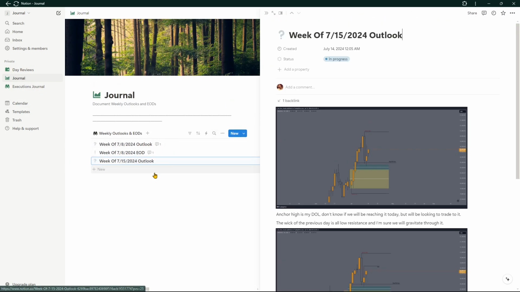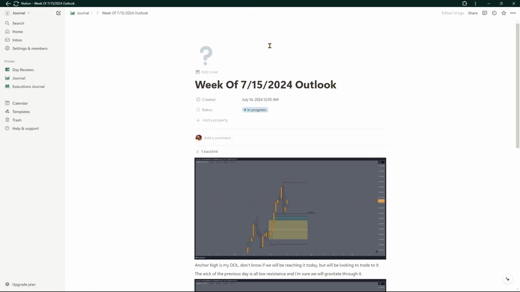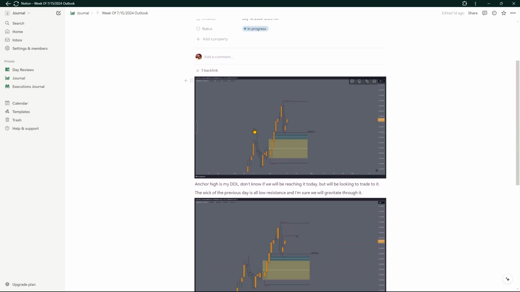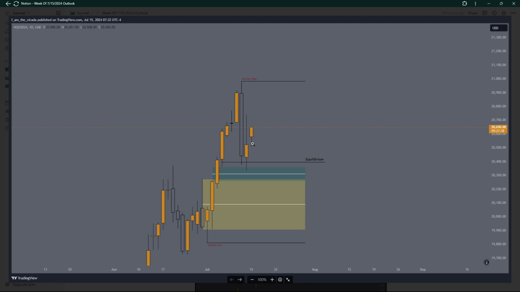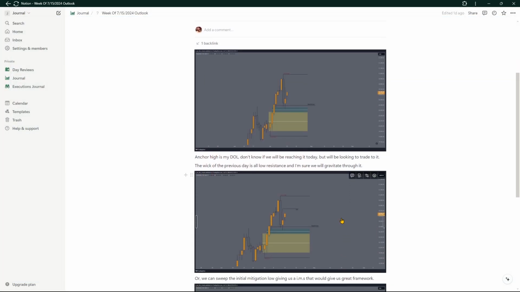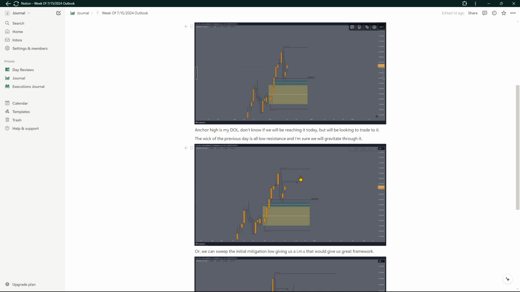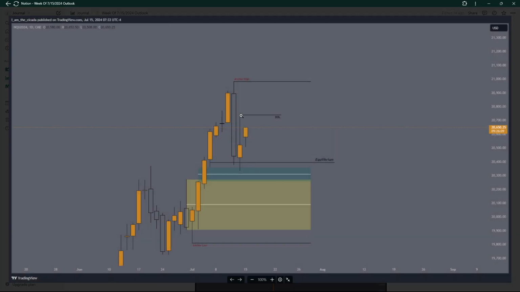I mean, not previous week, this week. So it's still in progress, and let's get into it. So the initial drawn liquidity was, for the first scenario, this anchor high here. And I also mentioned that the wick of the previous day, which is this wick here, is all the resistance liquidity. So this is one of my two draws on liquidities.